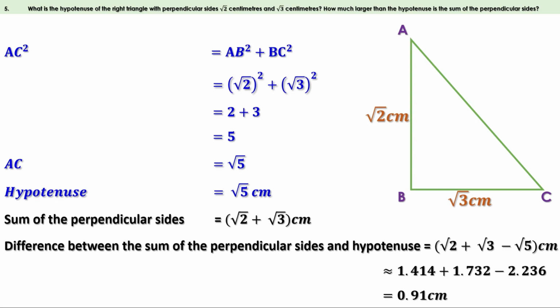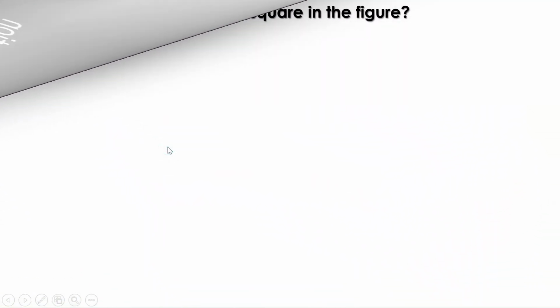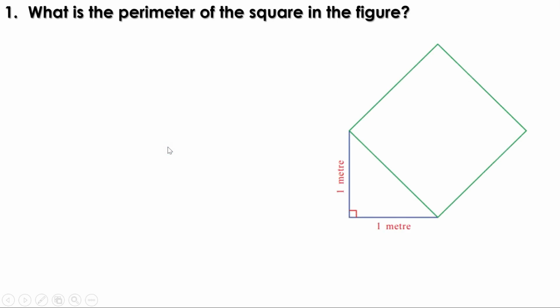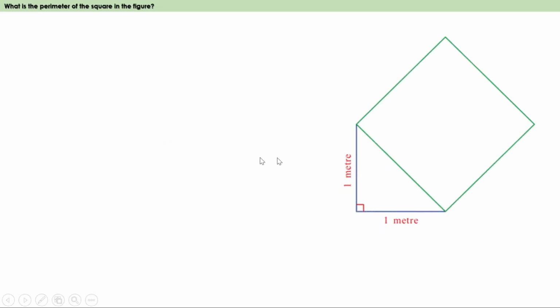Today we are going to discuss the next section, multiplication. What is the perimeter of the square in the figure? To find the perimeter of a square, we need one side of the square. Here, one side of the square is the hypotenuse of this right angle triangle with perpendicular sides 1 meter. We know the hypotenuse of this triangle is √2 meters. That means one side of the square is √2 meters.